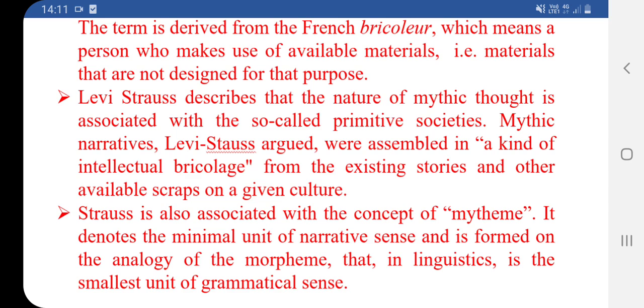So how are these mythic narratives formed? Levi Strauss argues that they are collected in a process of intellectual bricolage, and this mythic story is formed from the previous or existing stories and other available materials that came in handy or that were in use in that particular context.